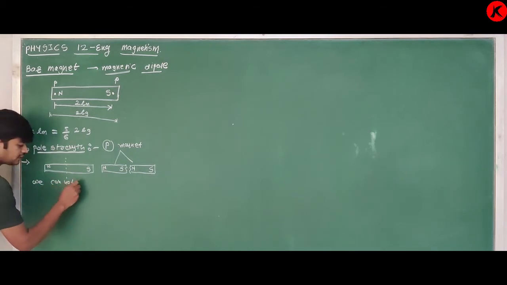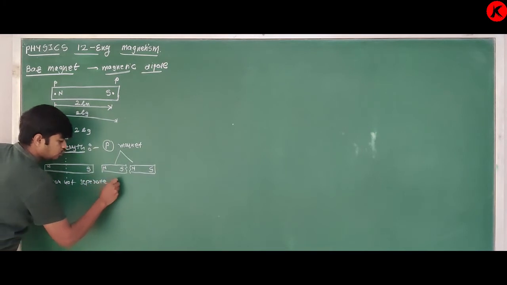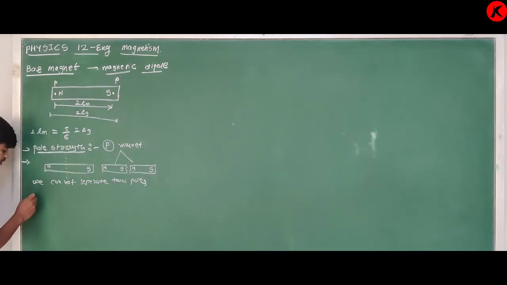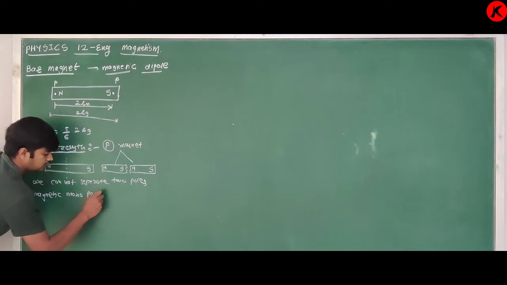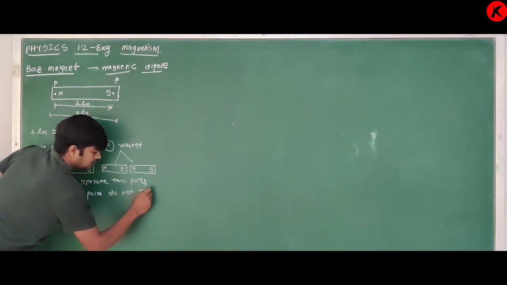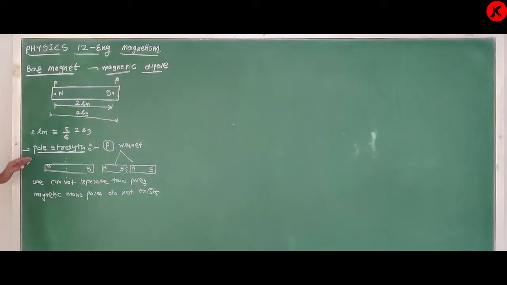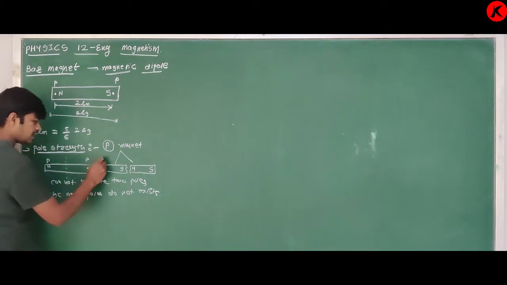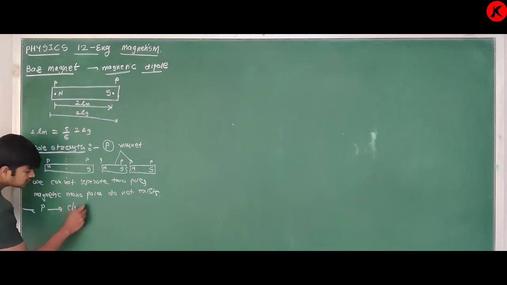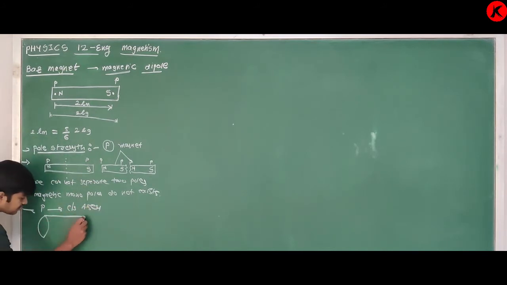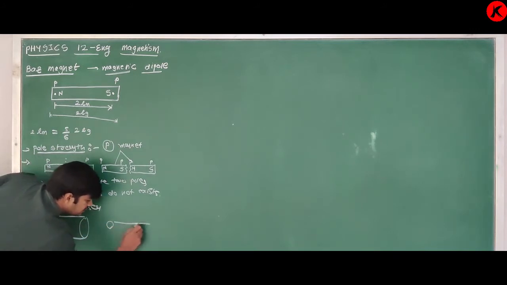So we can say magnetic monopoles do not exist. Clear? This is one point you have to remember. So that is the pole strength P of a magnet. If you cut it, the pole strength remains the same. So pole strength depends on which quantity? Pole strength depends on the cross-sectional area. For example, in this case, and for example, in this case.